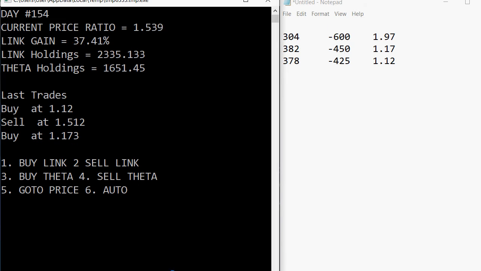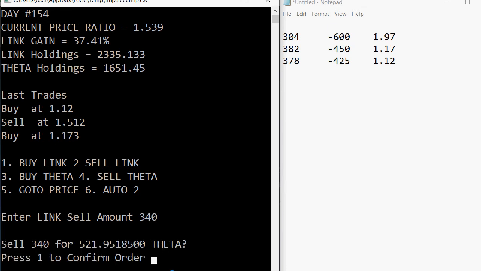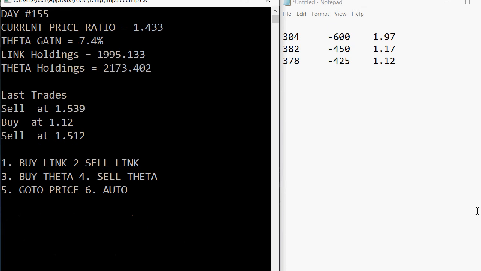So there's a 37% Link gain. I'm definitely going to get rid of the last one. So let's sell of the 378, maybe 340. That gets back 521. And then Link gains 29% now. So let's sell. And now we're already back 98.